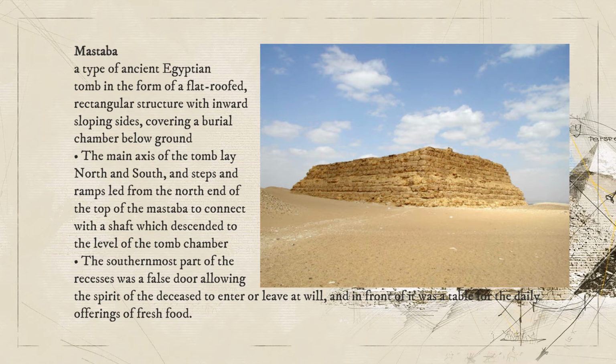The southernmost part of the two recesses was a false door, allowing the spirit of the deceased to enter or leave at will. As we all know, Egyptians believed in the afterlife, and that is also the reason why they built this long-lasting tomb. And in front of it was a table for the daily offerings of fresh food, which brings us to the three parts of it.